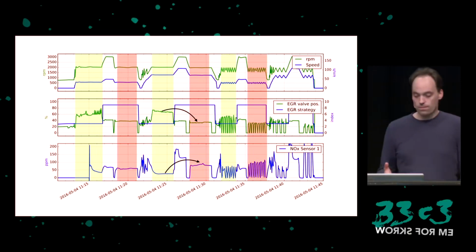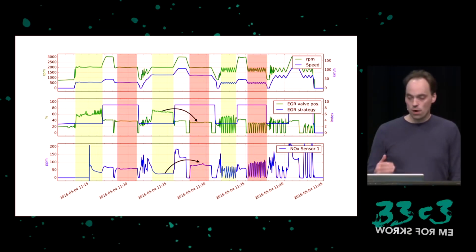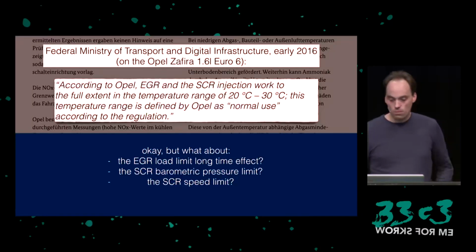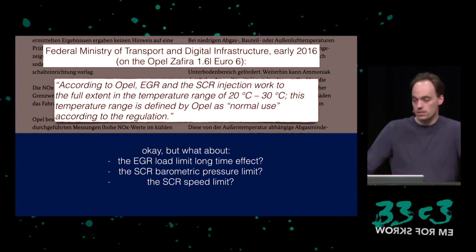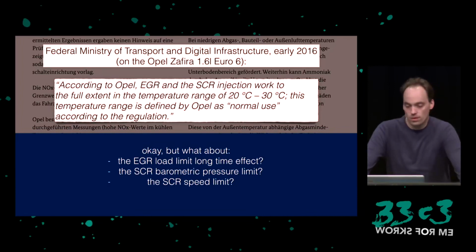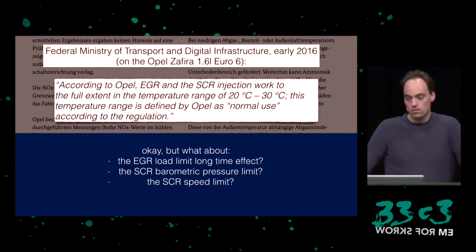So this, for me, does not sound like it is truly optimized for emissions, because the engine is doing the same thing. In both cases, the emissions should be low. So going back to this quote, that the EGR and SCR injection work to the full extent in the temperature range of 20 to 30 degrees Celsius. Okay, but what about the EGR load limit? And what about the barometric pressure limit for SCR? And what about the SCR speed limit? That would not be to the full extent, right?